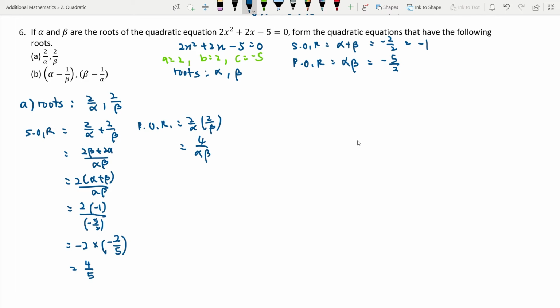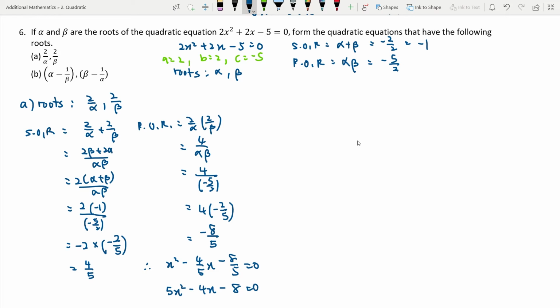4 over alpha beta. Substitute the value of alpha beta. Simplify it. And we get negative 8 over 5. Therefore, the equation is x squared minus 4 over 5x minus 8 over 5 is equal to 0. We multiply the whole equation by 5. We get 5x squared minus 4x minus 8 equal to 0.